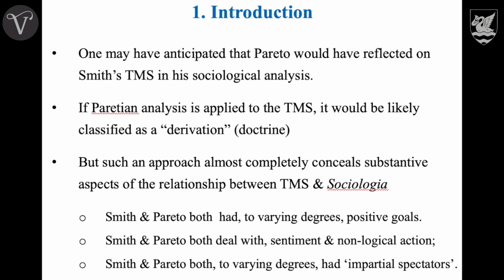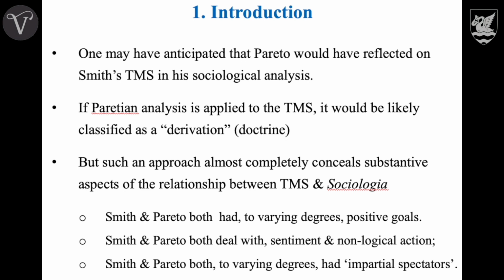Very quickly, Smith and Pareto both had, to varying degrees, positive goals. By positive goals, I mean normative goals. Smith is trying to understand the positive aspect of moral reasoning, and in the case of Pareto, he is trying to understand the positive aspects of a social equilibrium.